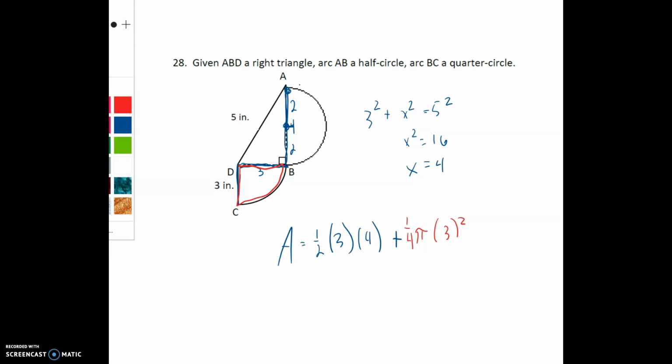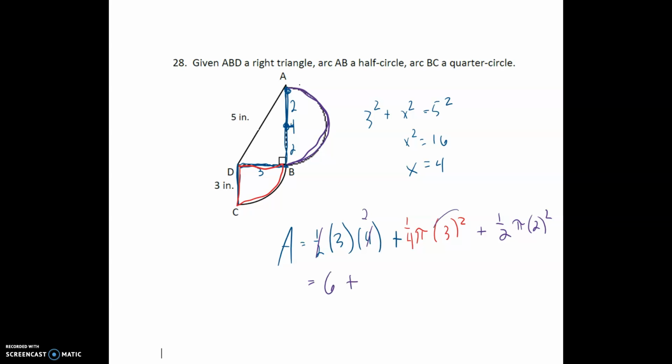And we'll use the same idea. I'll use purple for my semicircle. The radius there is 2, so it would be pi r squared, pi times 2 squared, and then because it's only half, we'll take 1/2 or multiply by 1/2. Okay, so let's clean this up. 1/2 times 4 is 2, so that's a 6. This would be 9 times 1/4, 9/4 times pi. Plus, this will be 4, half of 4 is 2, plus 2 pi.